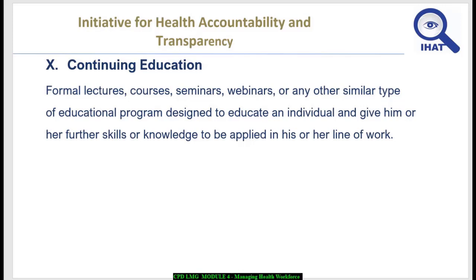Continuing education is an education program designed to educate an individual and give him or her further skills or knowledge to be applied in his or her line of work. And there are many approaches. It could be formal lectures, it could be courses or seminars, it can also be webinars or podcasts.